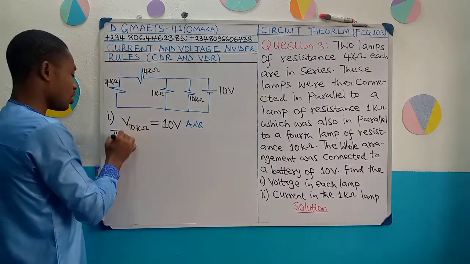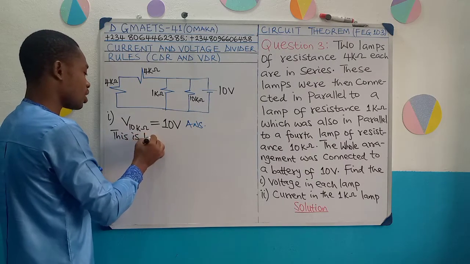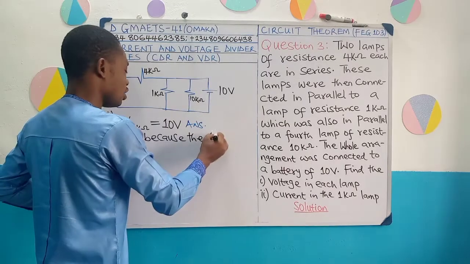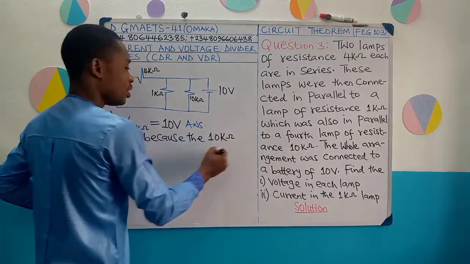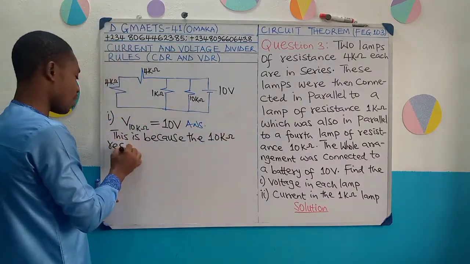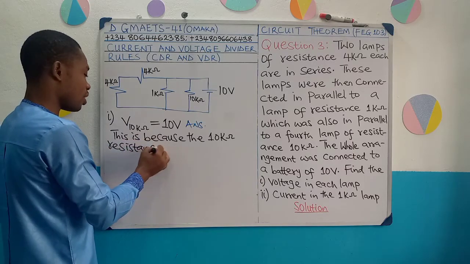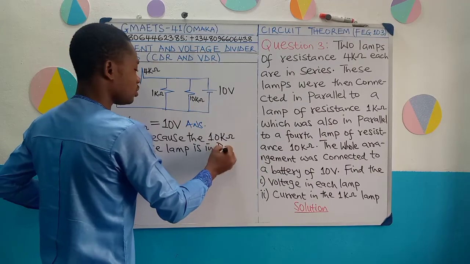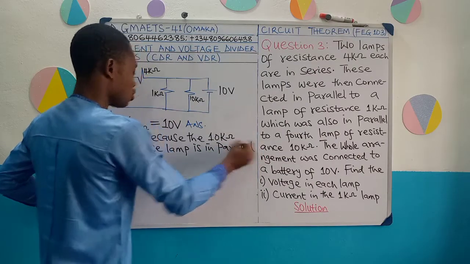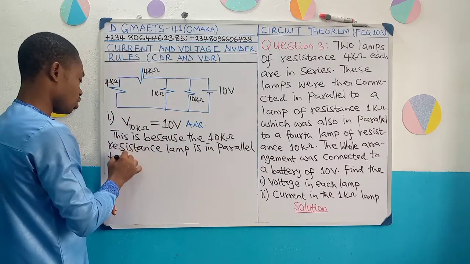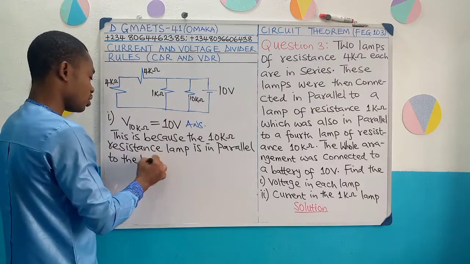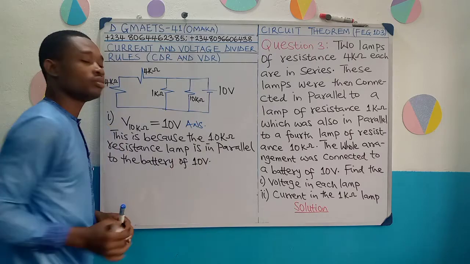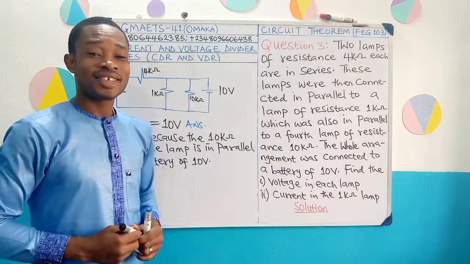So this is because the 10 kilo ohm resistance lamp is in parallel to the battery of 10 volts. So it's clear, right?